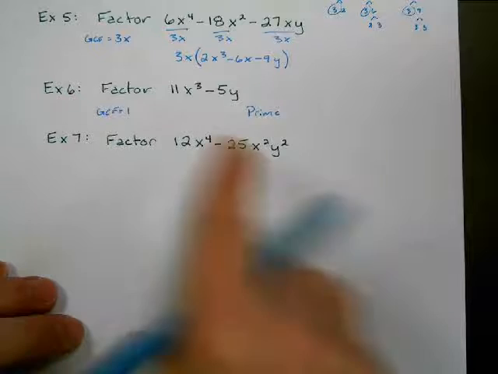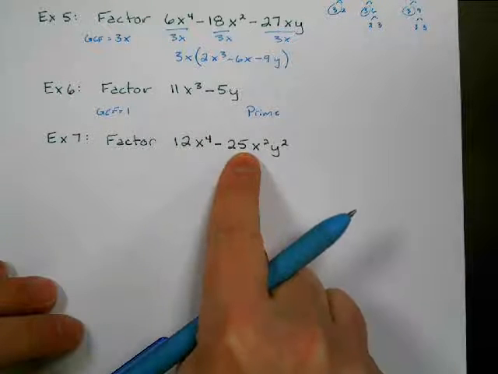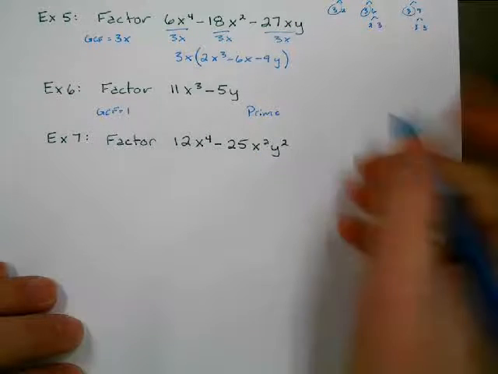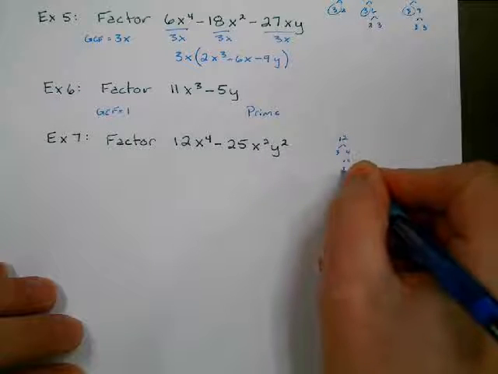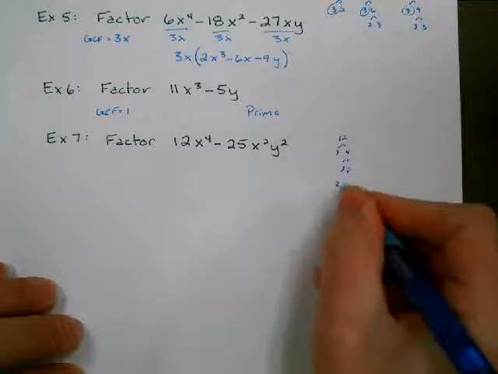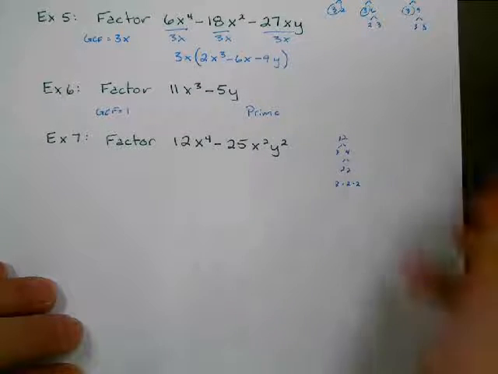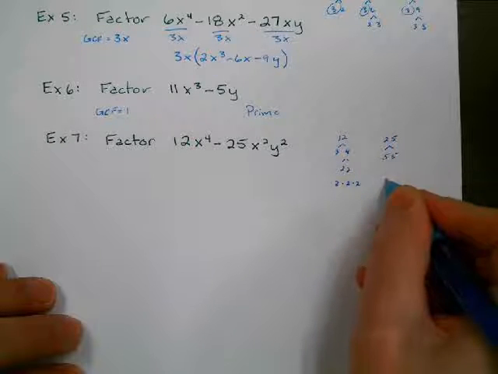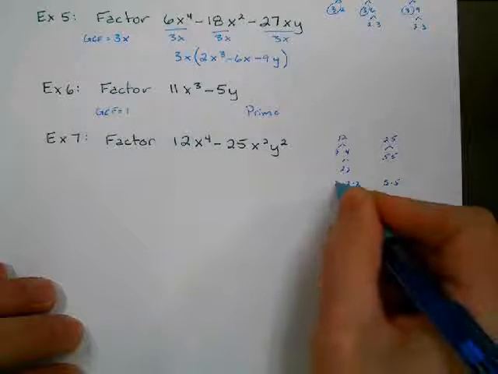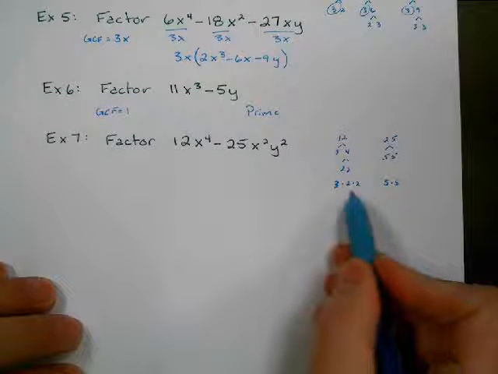All right, next problem, example 7. 12 and 25. 12 is 3 times 4, and 4 is 2 times 2. So 12 is 3 times 2 times 2. 25 is 5 times 5. So this one's 3, 2, and 2 for its factors. This one's 5 and 5. There's nothing in common there.